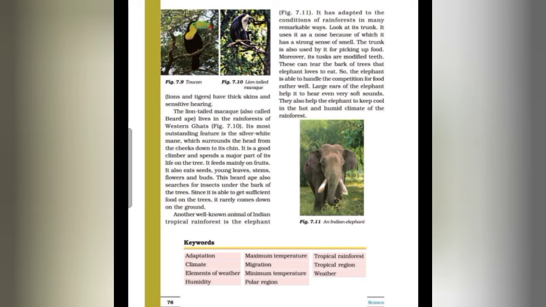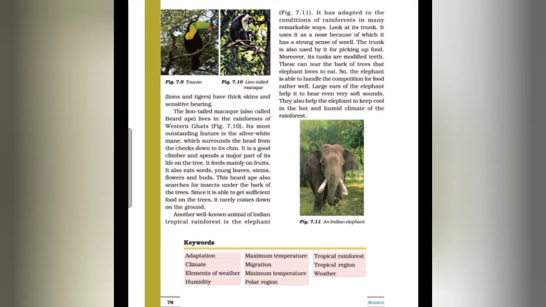It feeds mainly on fruits, seeds, young leaves, stems, flowers and buds, and it also eats insects found under the bark of the tree. So it is able to get sufficient food on the trees and it rarely comes down on the ground. So it spends the major part of its life on the tree.